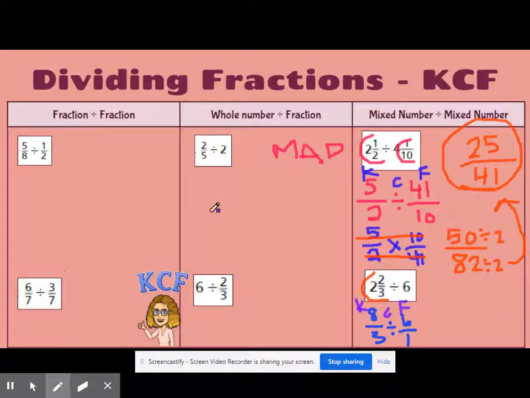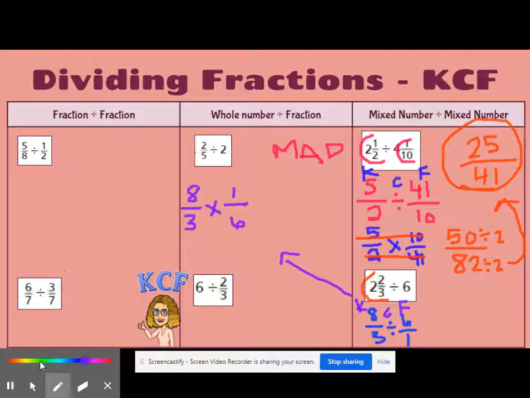So I'm going to do it over here because I have more room over here. I'm going to draw an arrow. I'm going to keep 8/3. I change divide to multiply, and I'm going to flip 6 over 1 to 1/6, which is its reciprocal. Now that there's a multiplication sign, I can go straight across.